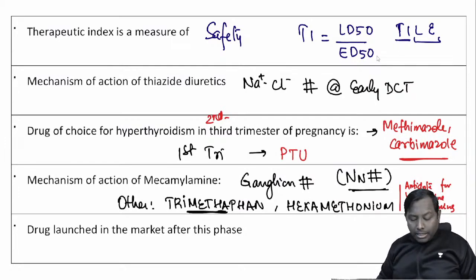A drug is launched in the market after which phase? I am pretty sure that you guys are already aware of this. So a drug is launched in the market after phase 3 of the clinical trial.